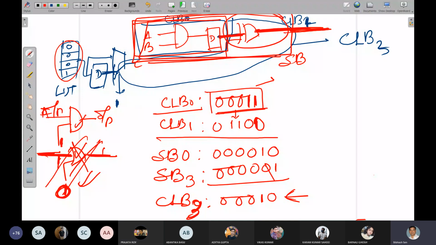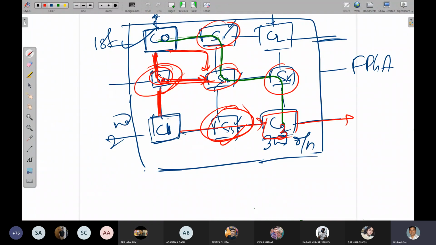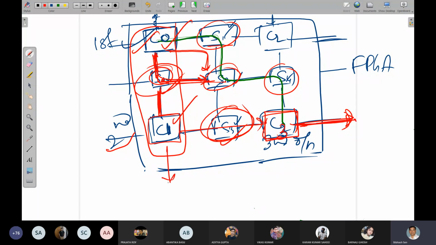See, after this there is no logic. My target is that I have to propagate the logic to the output. In CLB C1, I have implemented both, so my functionality is already implemented with these two CLBs. Now my requirement is that I have to get the output from here, and there is no logic. Only this CLB will drive the output.